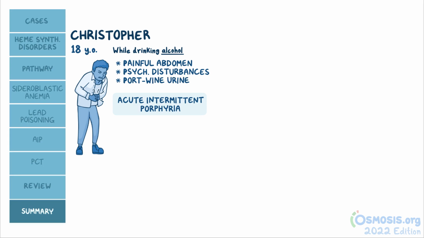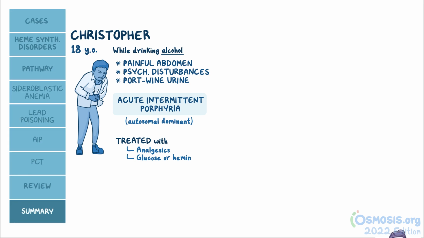All this points to acute intermittent porphyria, which is an autosomal dominant condition. But the fact that he's adopted made him unaware of his condition until this party where he was drinking alcohol for the first time. Christopher was treated with analgesics along with either glucose or heme.